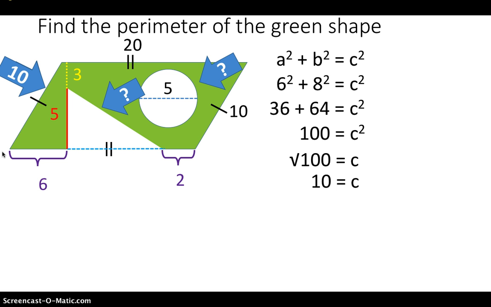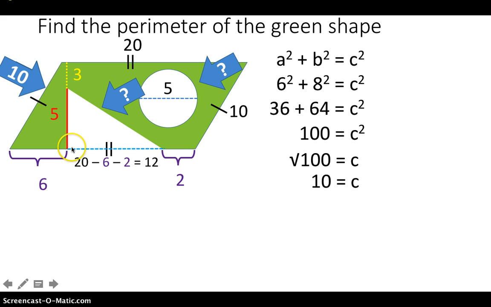Okay, let's find the next missing measurement. So that's going to be for that triangle here, the white triangle that's been cut out of our bigger parallelogram. So the first thing we have to do is figure out how long is this side of the triangle. We know that the entire distance across is 20. We know this much is 2 and this much is 6. So 20 minus 6 minus 2 is 12. So that means that this length, just the blue dotted line here, must be 12.